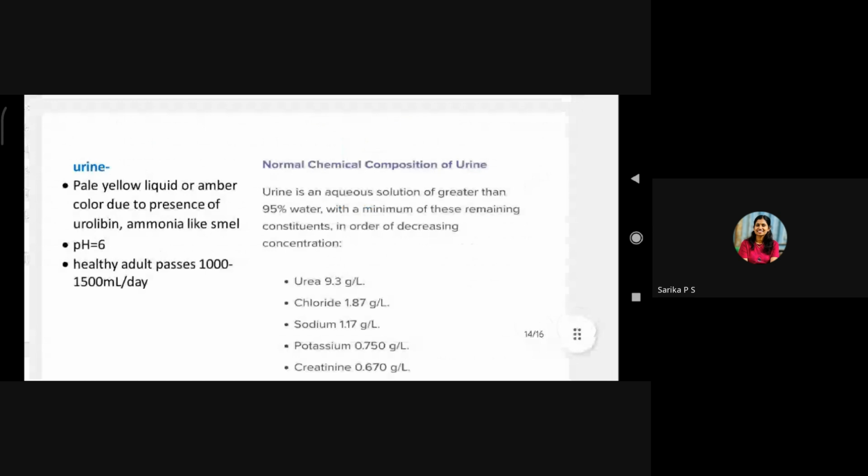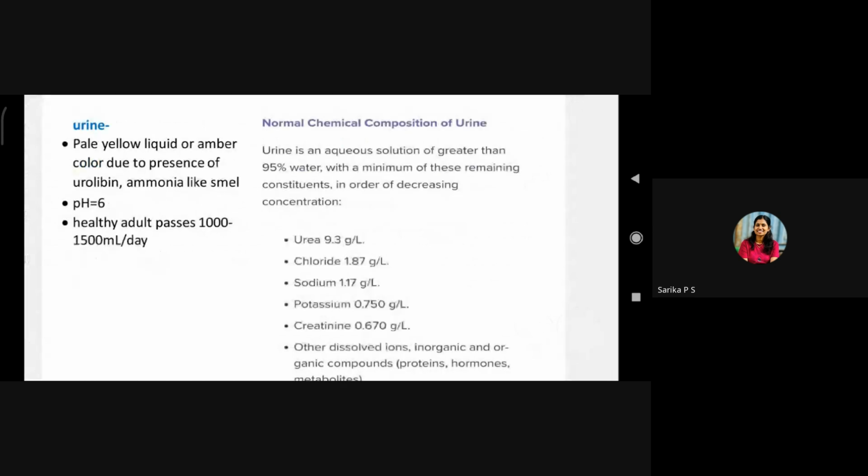next we will know about urine. Urine is a pale yellow or amber colored liquid due to the presence of urochrome, and ammonia produces the smell in urine. Okay. Now, the pH of urine is 6. So, can you tell me what this pH signifies? Is it basic or acidic? Is it basic? Basic.